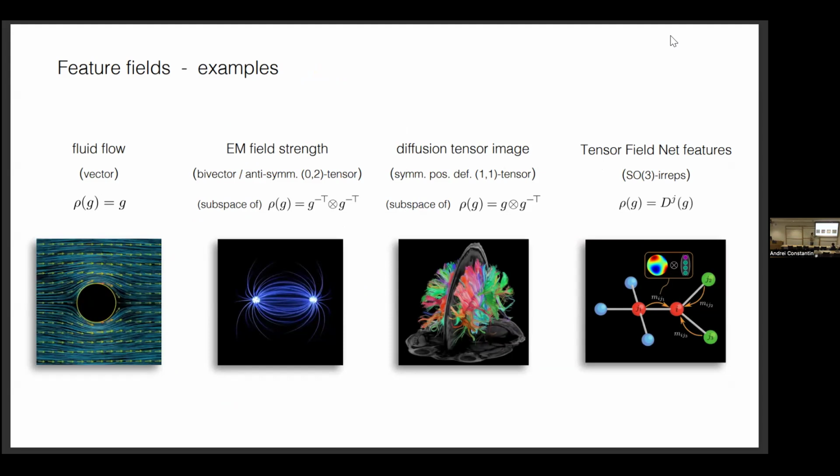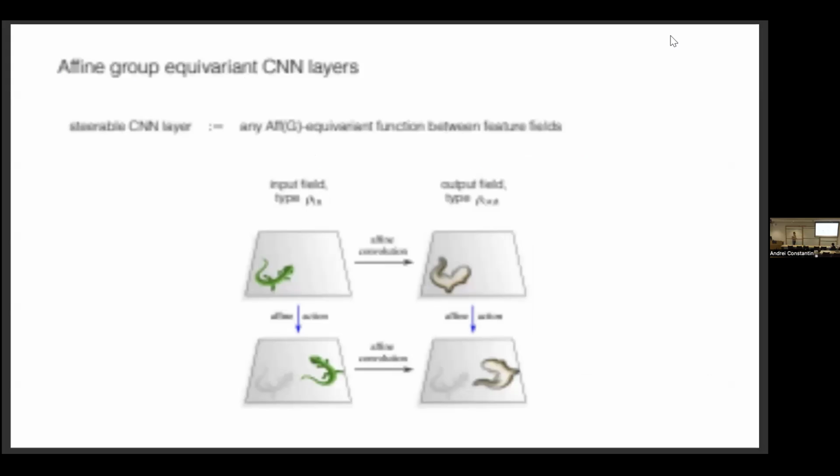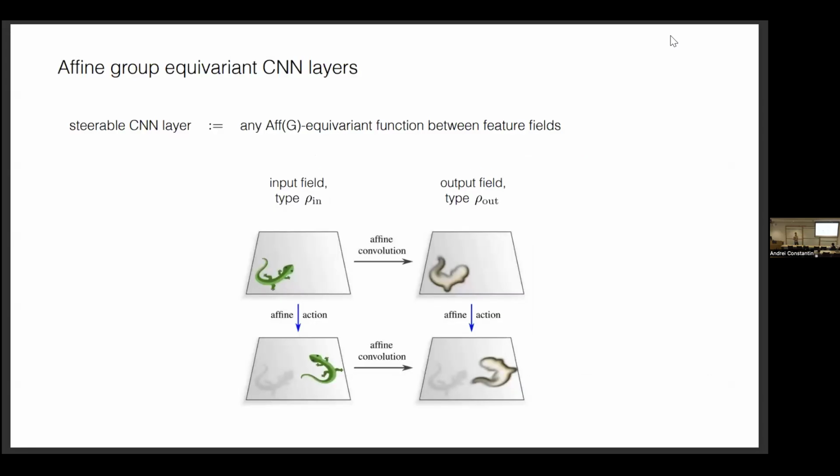Or probably you know tensor field networks, which are a quite popular architecture for rotation equivariance. And they basically use Wigner-D matrices or irreps of SO(3) as features. And now we can again define our convolutional network layers, which we call steerable CNN layers in that case, as any affine group equivariant maps between such feature fields.